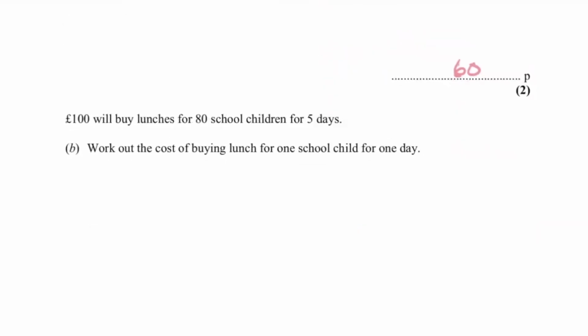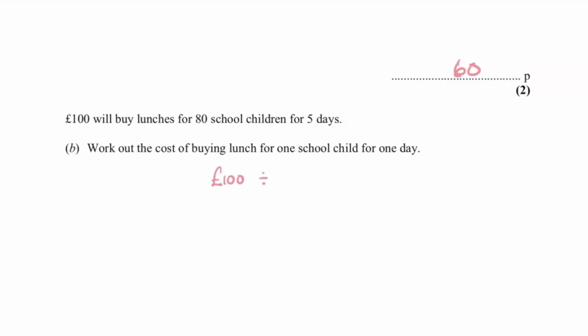We're now being told that £100 will buy lunches for 80 school children for 5 days. And we've got to work out the cost of buying lunch for one school child for 1 day. So the first thing we're going to do is take the total of £100, which buys these lunches for 5 days.